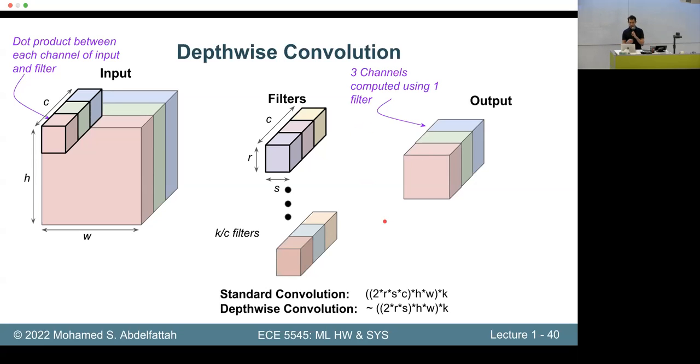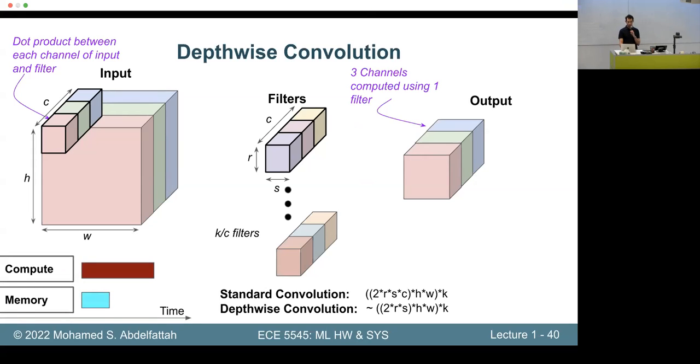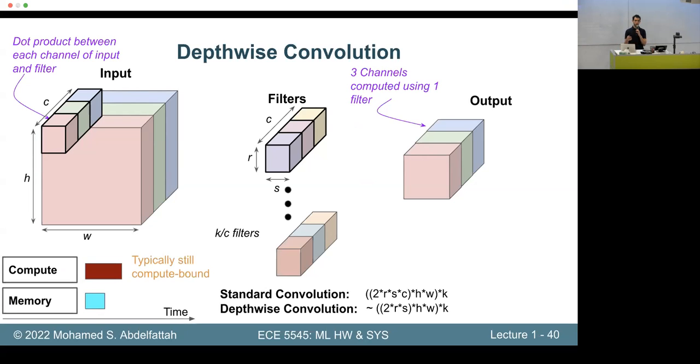So does this now make it compute bound, or does it become memory bound because I've reduced the computation so much? That's the question. I said this was one of the solutions for making convolutions faster, and it does make them faster. You go from a very heavily compute bound layer to a less heavily compute bound layer, but you're also reducing the amount of memory that you're fetching from off chip. So it's still compute bound, typically on most chips, but it's much faster. And people have empirically shown that it works quite well when combined with something called pointwise convolutions.